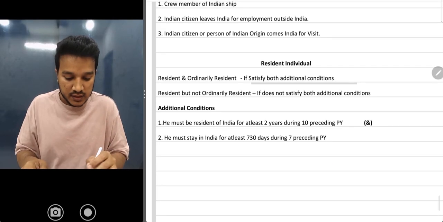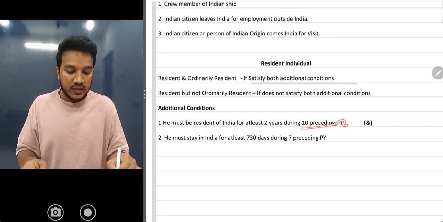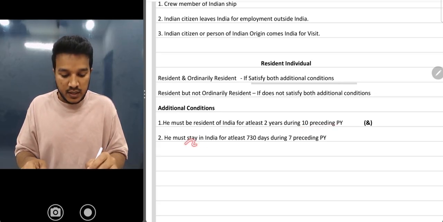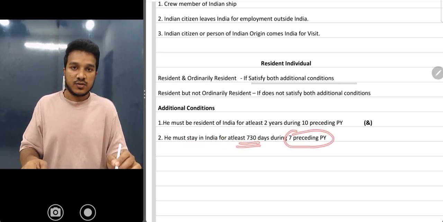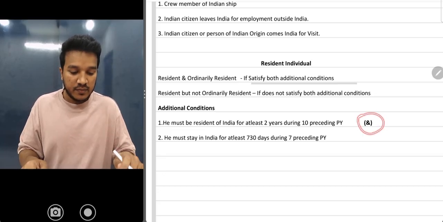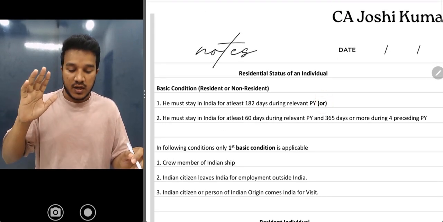Now what are the additional conditions? First one, he must be a resident in India for at least 2 years during the 10 preceding financial years. The other, he must stay in India for at least 730 days during the 7 preceding financial years. And here it is an 'or'. So with this we will conclude our residential status.